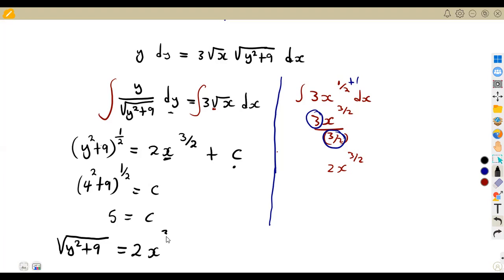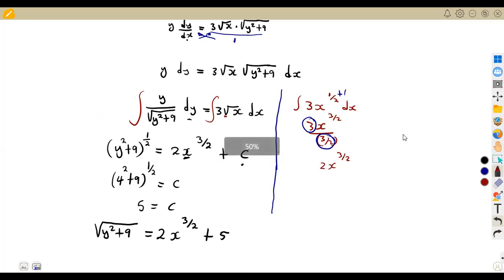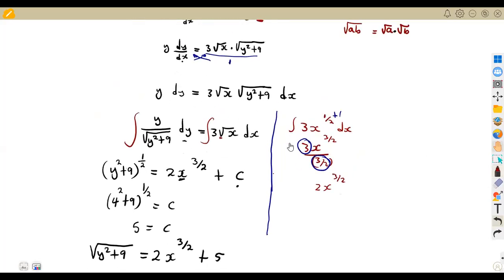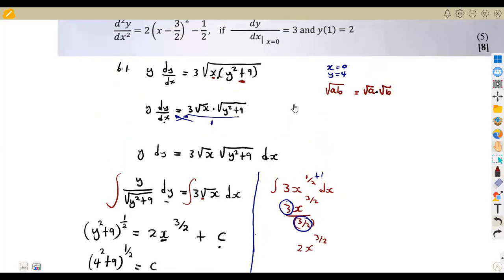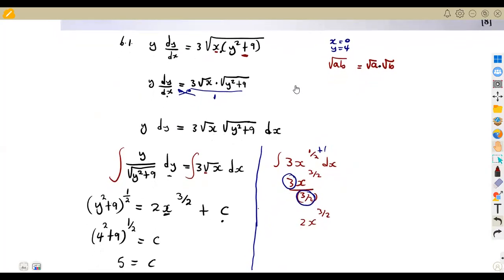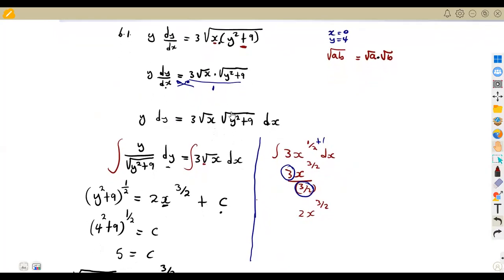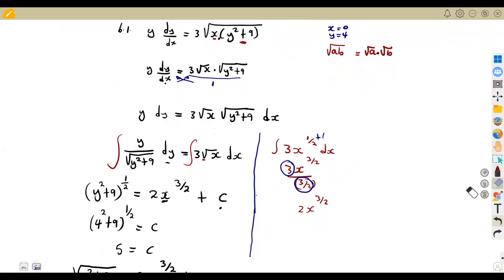That is 2x to the exponent of 3 over 2 plus the constant now, which is a 5. So now we have a particular solution from this part here. We are now representing a particular solution by finding the constant value. That is the value of the constant. That's how we play around this part. All you needed there was to separate properly and integrate both sides as given.